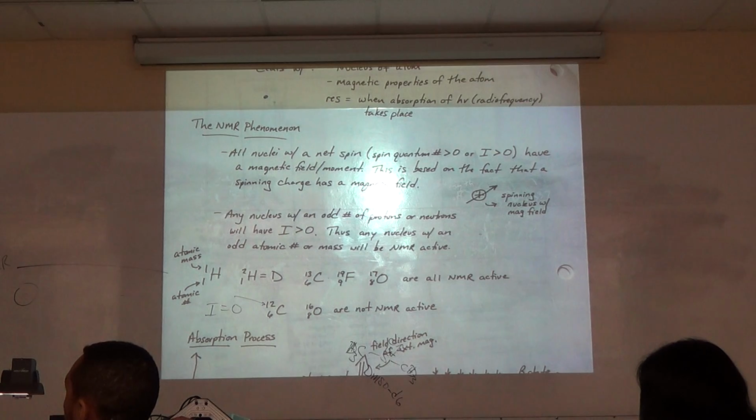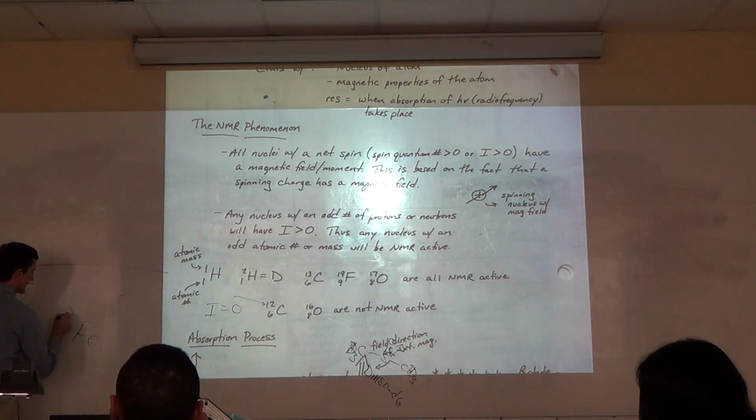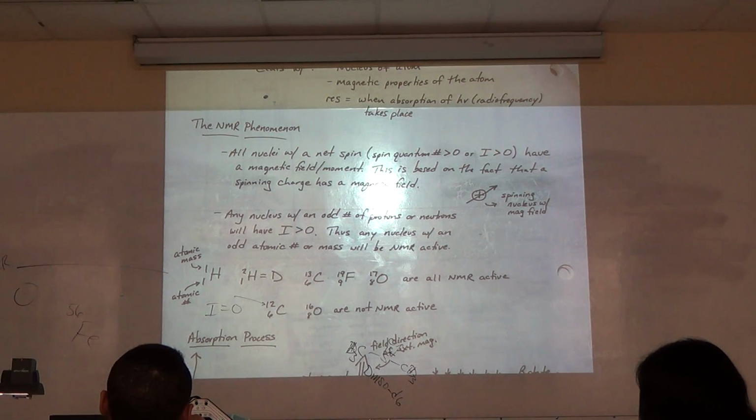What about iron 56? Iron 56. Can you do NMR on this isotope? How many protons? 26. Write that here. That's the atomic number. How many neutrons? 30. Neither one is odd. Can't do NMR.